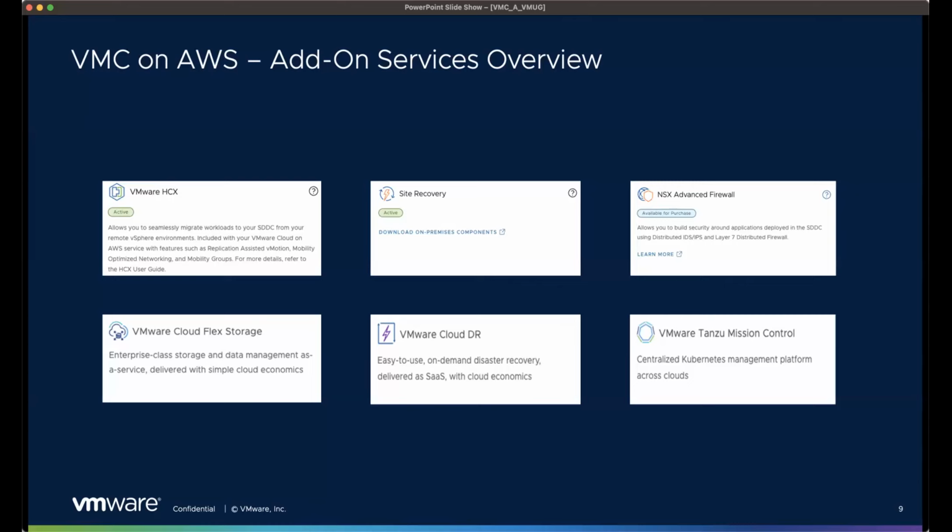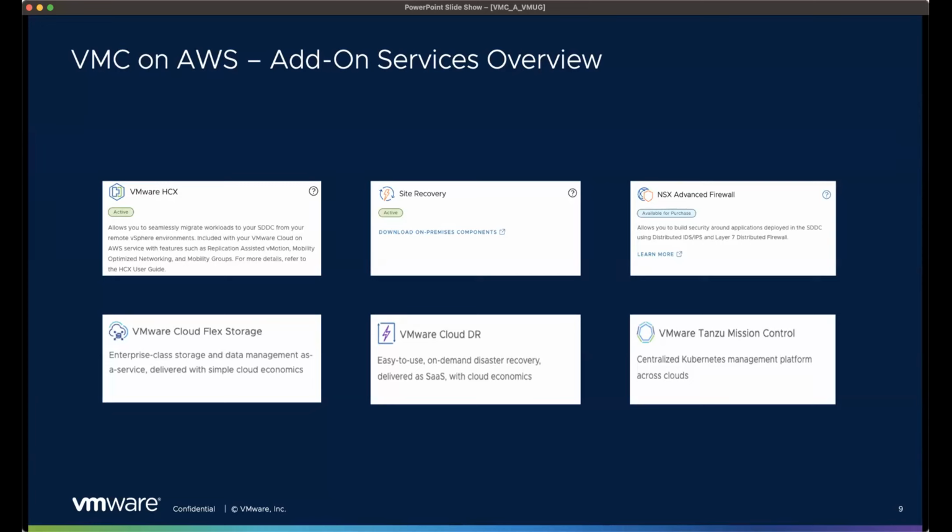First and foremost, HCX. Again, it's our product that we use to migrate workloads into the VMC on AWS service. That can be via replication, via live migration. Well, I think that's mostly it, yeah.